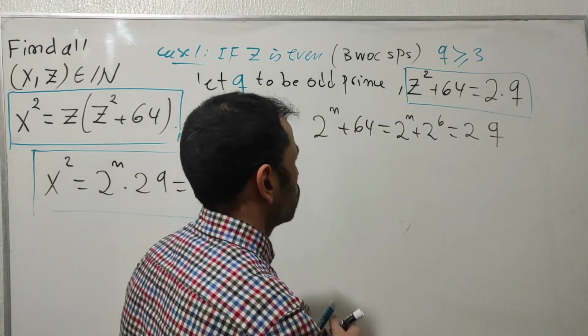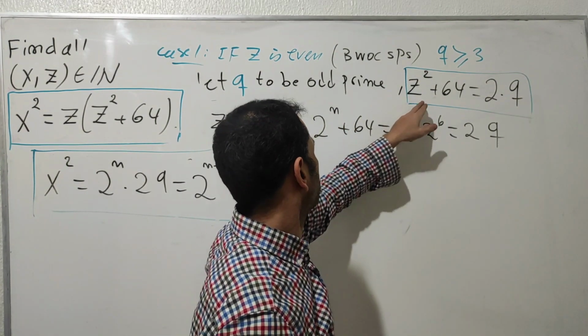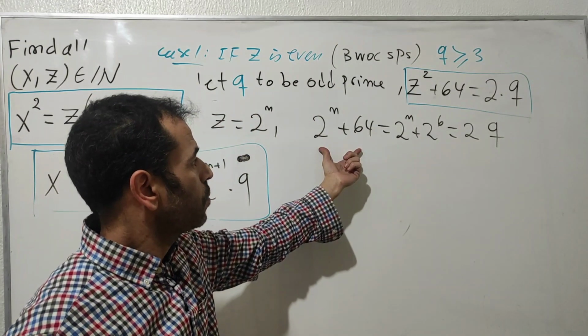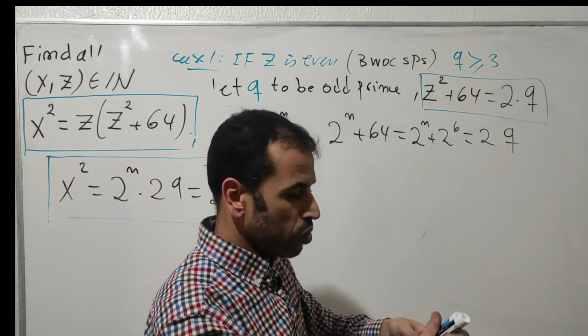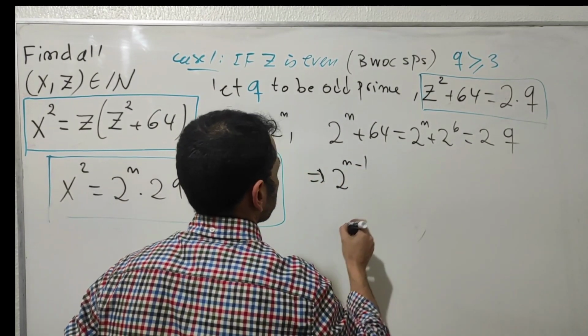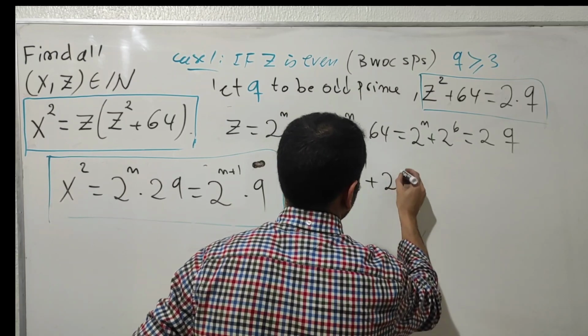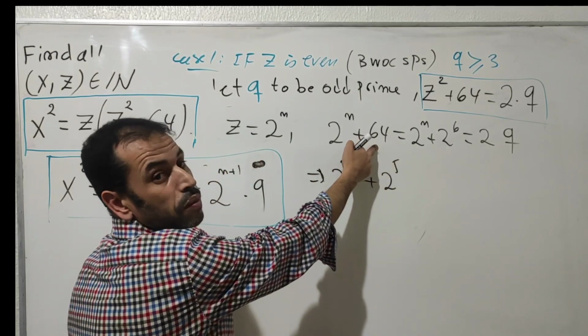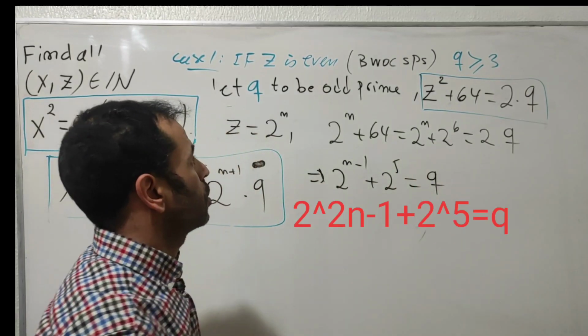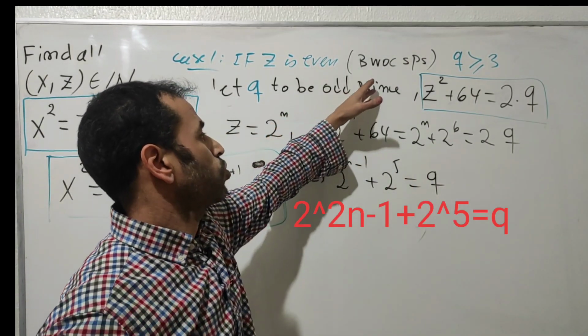Okay, what to do here? I'm simply replacing z with 2 to the n, which we have here. Then dividing both sides by 2. So it's going to give us 2 to the n minus 1 plus 2 to the 5, because I'm dividing this one by 2, is going to give us q. Remember, we are doing this one by way of contradiction as well.